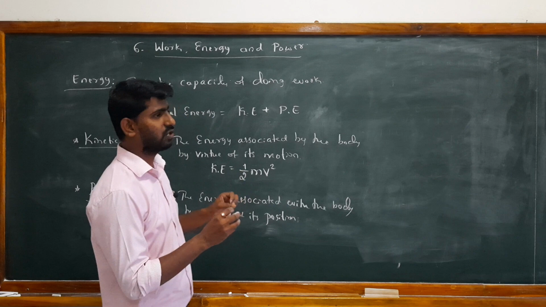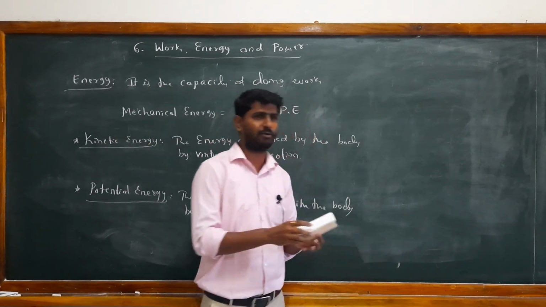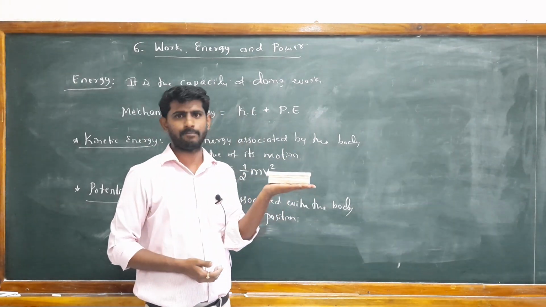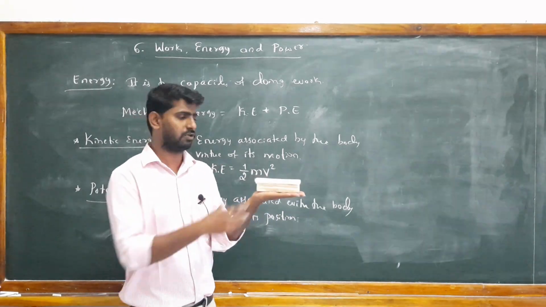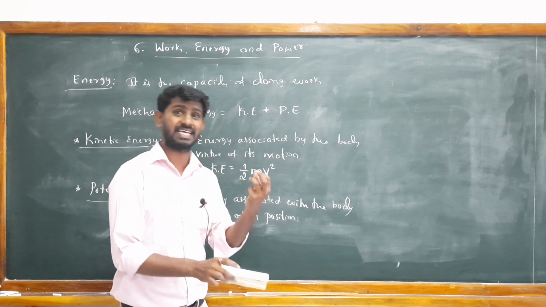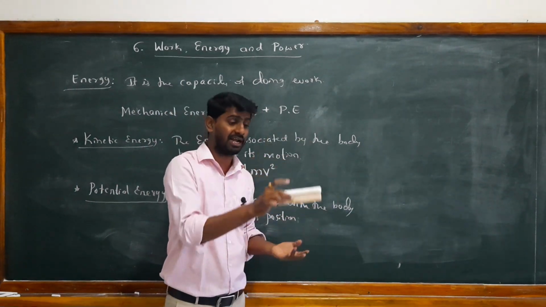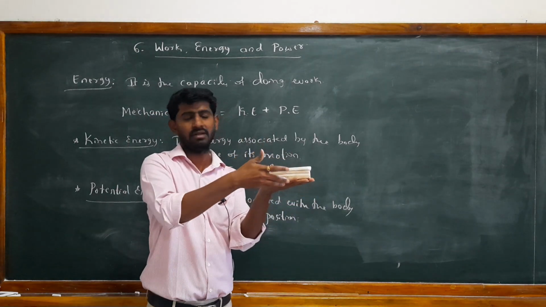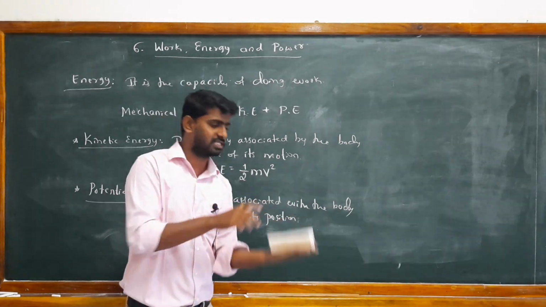By virtue of its position, for example, I have a body here at a particular height. Now that body is at rest, and still I say it has some amount of energy. How do you say so? Remove its support, and it starts to move. Why does it start to move? Because of the gravitational force. If it starts to move, then it has kinetic energy. How did it get the kinetic energy? Initially it had some stored energy as potential, which has now changed into kinetic.